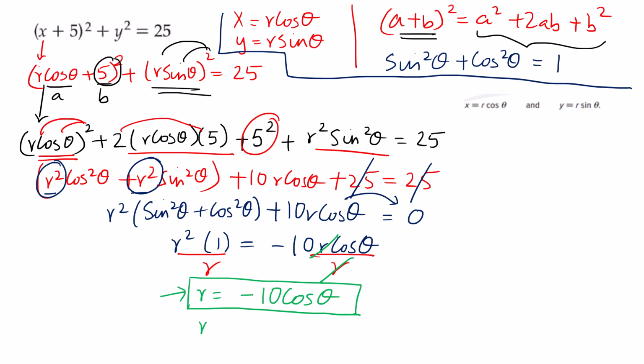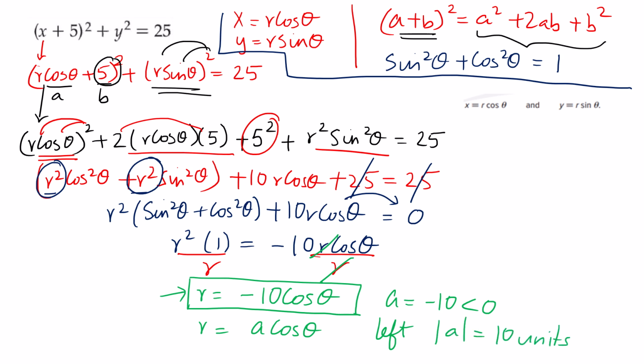And now if I compare it with the standard form a cos theta, I'm able to see that my a is negative, less than 0. So this circle is going to be on the left with a diameter of 10 units. So let's see how the graph looks. Actually, we had also got the same thing from the rectangular part which we solved in the previous slide.